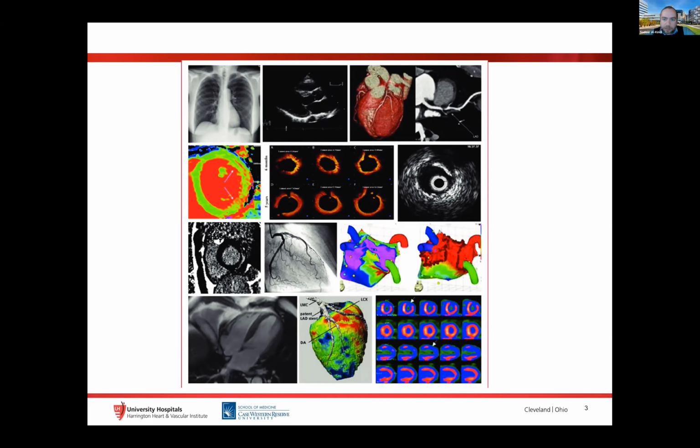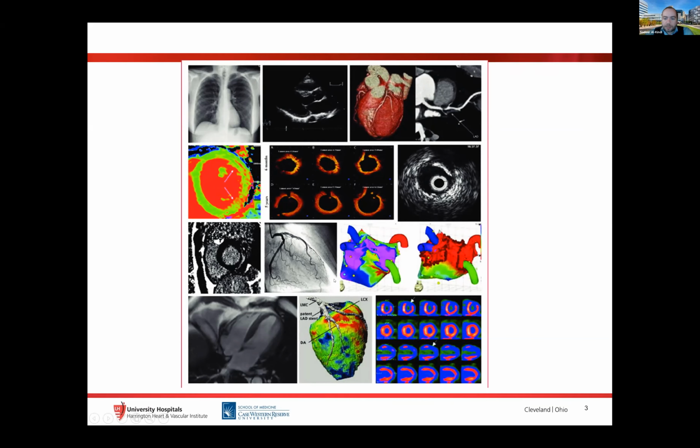So this slide gives you a gist about what kind of imaging modalities we are talking about, and it extends from a simple X-ray, echocardiograms, CAT scans, MRI, intravascular imaging, which includes OCT and IVUS.